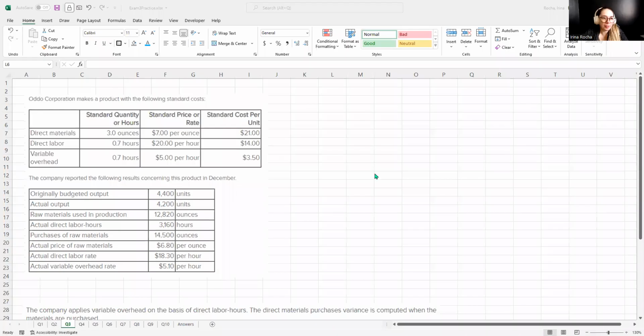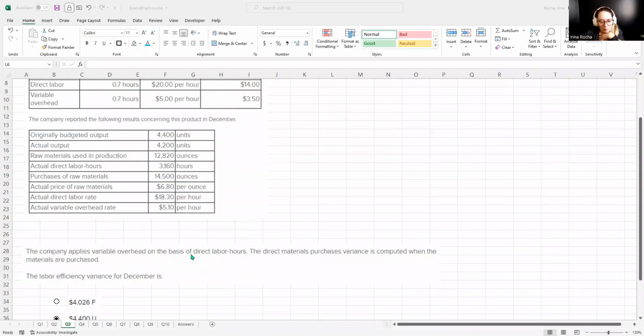Okay, so the third one, this corporation makes a product with the following standard cost. We have standard quantity of hours, the standard price, the standard cost per unit. The company reported the following results concerning this product in December, blah, blah, blah. The company applies overhead on the basis of direct labor hour. The direct materials purchases variance is computed when the materials are purchased. And they're asking for labor efficiency variance for December.